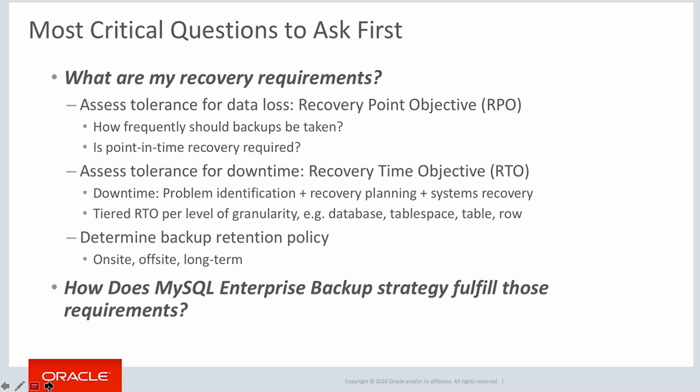First off, we look at what is our tolerance for data loss. In other words, how often does a backup have to be performed, and what granularity of recovery do we need? This is what we call the recovery point objective. Secondly, we need to understand our recovery time objective. Once something has happened to the server, how long does it take to identify the problem, recover it, and get the server back up and the system working properly? Then, of course, the last one is, what's our backup retention policy? How long do we need to store the data and keep it?